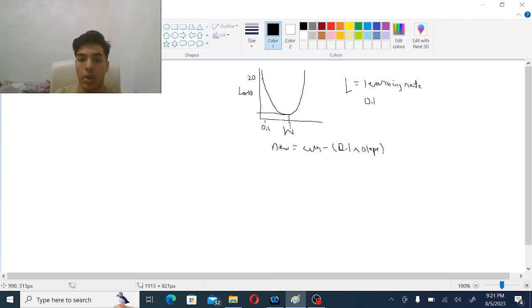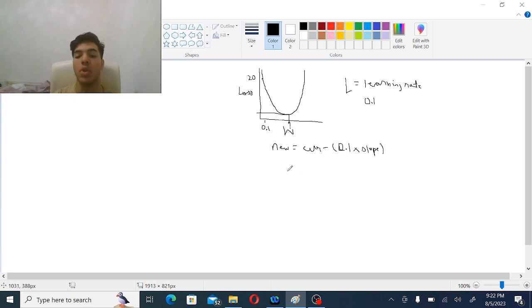So how does gradient descent work? It simply keeps on updating the value of our parameter w until we reach the optimal value. The optimal value is the value where we have a loss that is minimum or close to 0, which is somewhere around here.